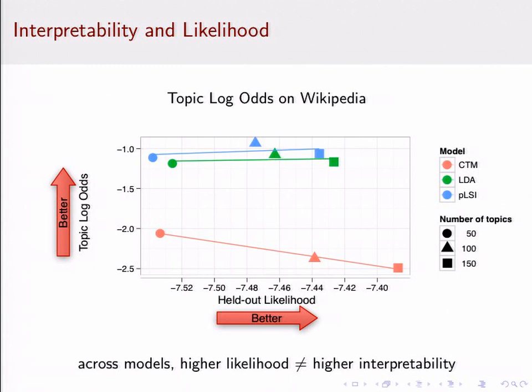The correlated topic model isn't doing so well, but it's way out in the lead in terms of the held out log likelihood. So even across models, it doesn't seem to be the case that likelihood is giving you what you want if you want interpretable topics.